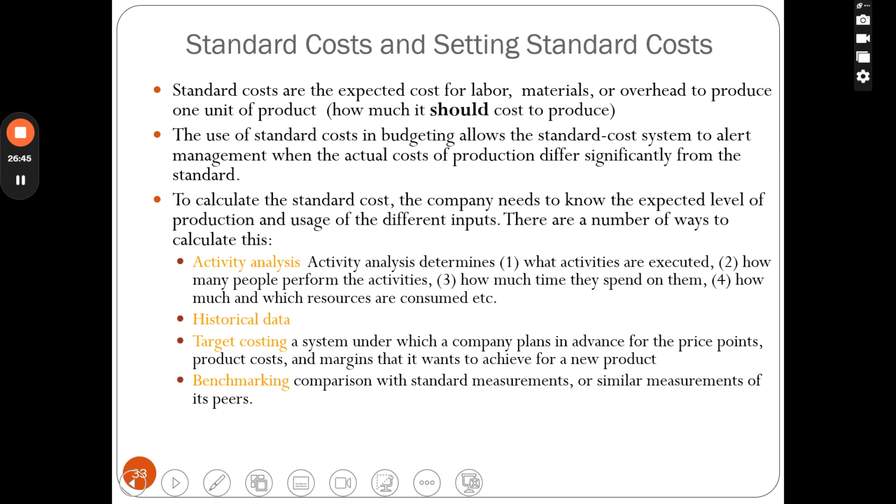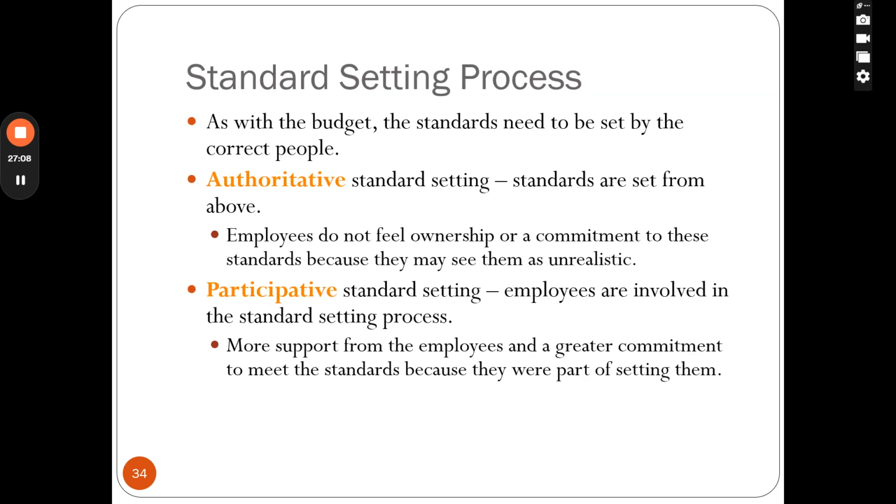If you don't have historical data and you are not in a situation to analyze the activities and there is no target costing, so you can benchmark it with standard measurements or similar measurements of its peers. So you can say your competitor, how much he is making this product for. That you can consider as a standard. That is what benchmarking means.